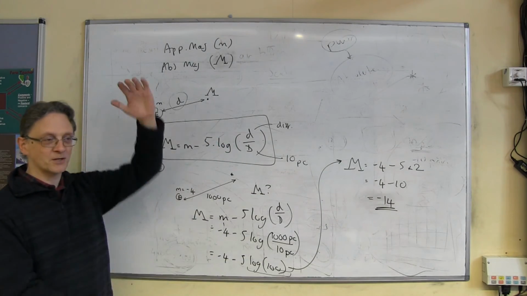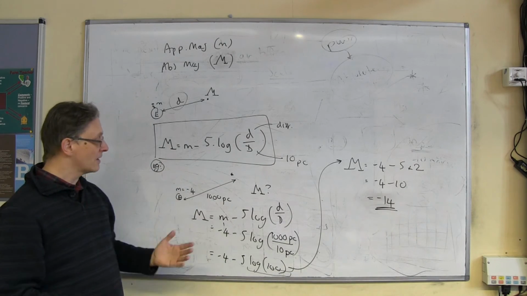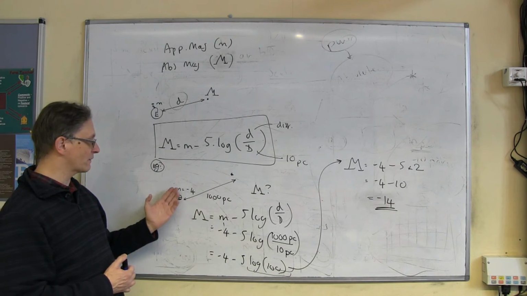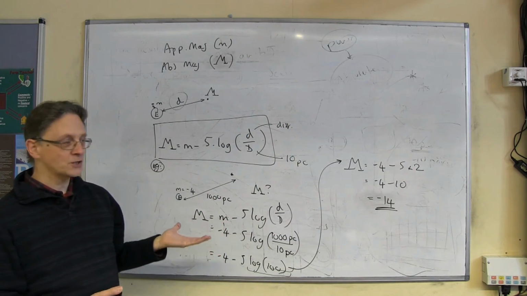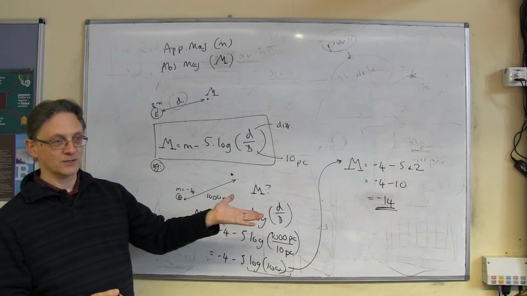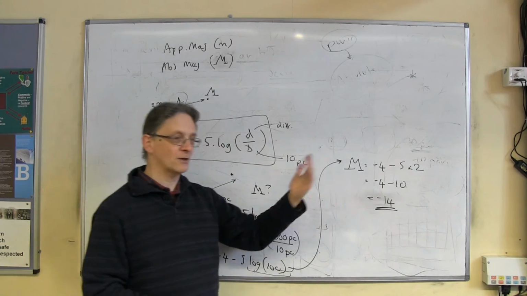I know it's difficult because it's upside down, it's plus and it's minus and stuff. But you can use common sense. Minus 4 at 1,000 parsecs. As soon as you start the question, you want a number like minus 10 or something, don't you? And minus 14 obviously fits the bill.